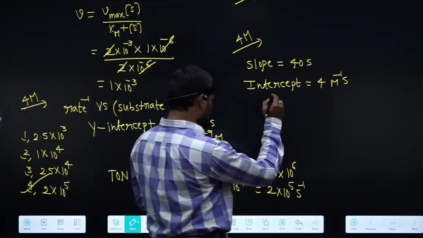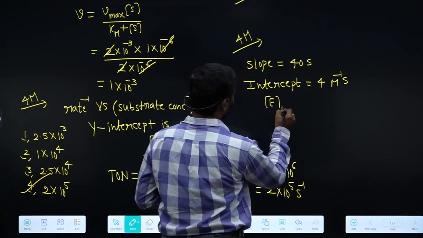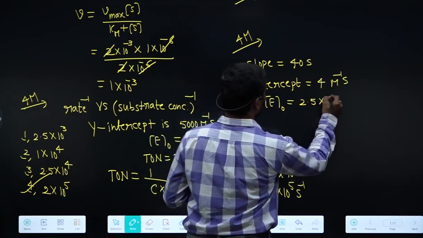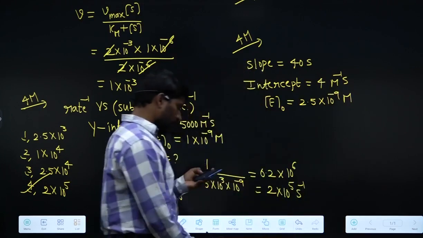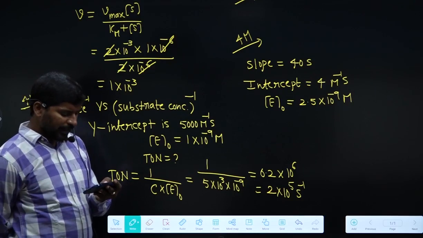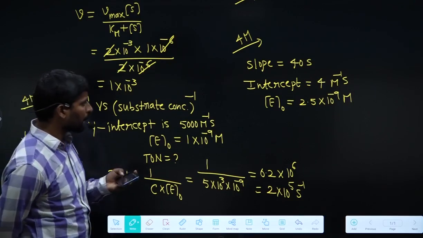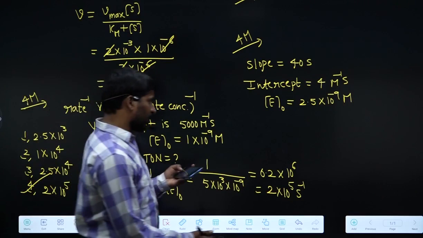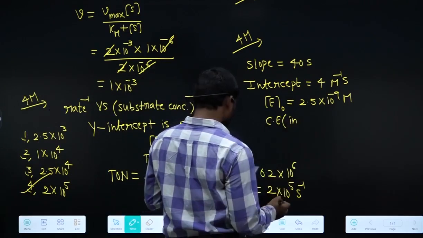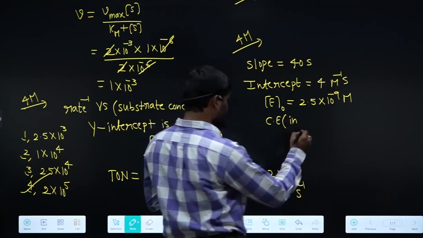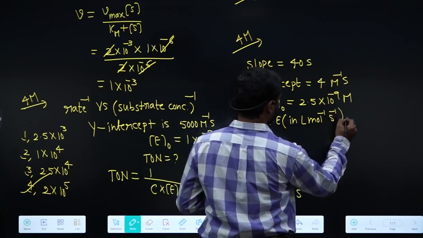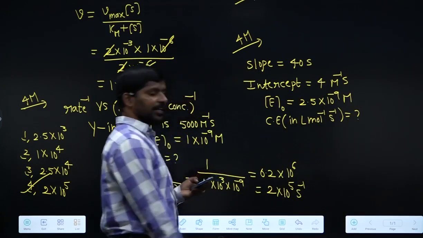And E naught is equal to 2.5 into 10 power minus 9 M. What is the catalytic efficiency in liter per mole per second?